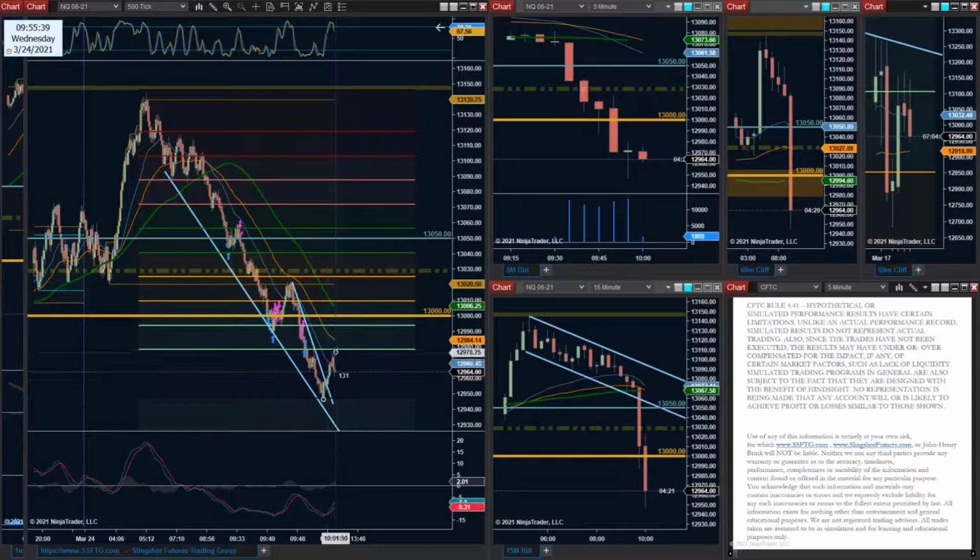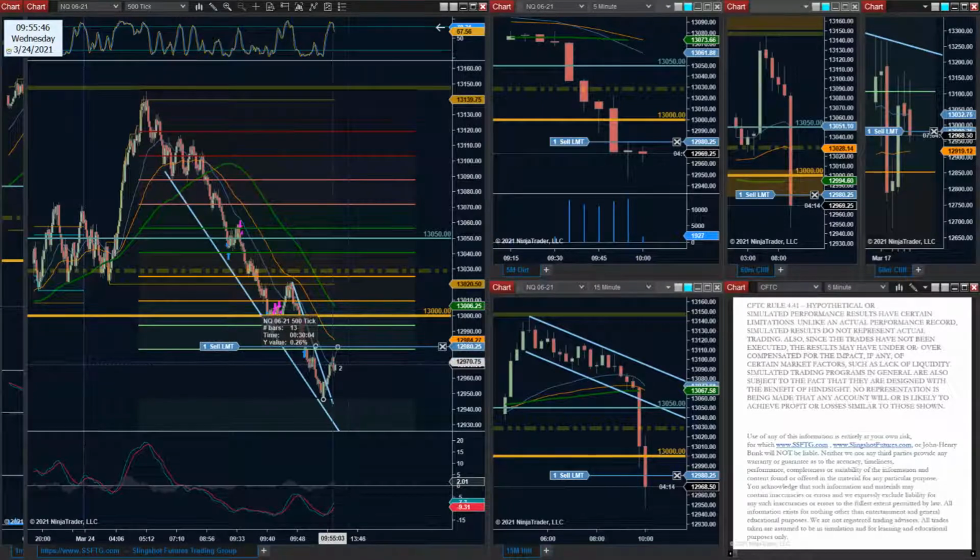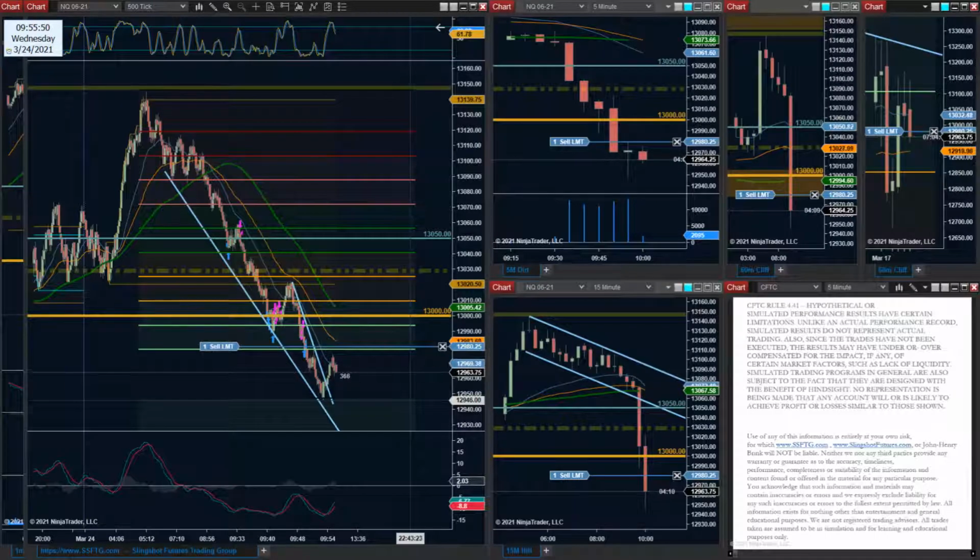0.26%, 0.25, 0.26. You got to be kidding me. So sellers will be looking for 12,980 for a continuation to the downside.